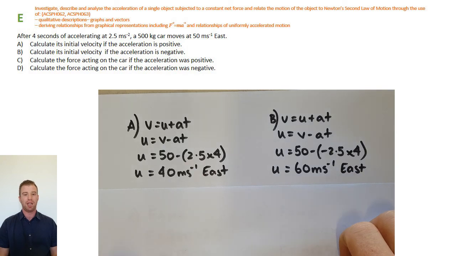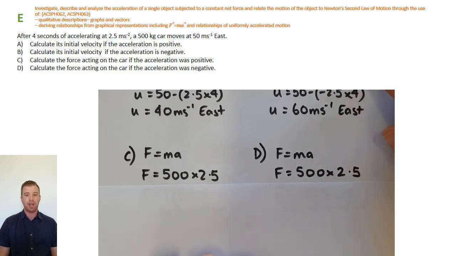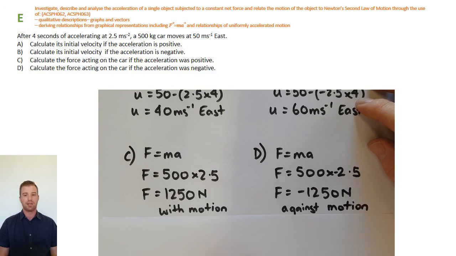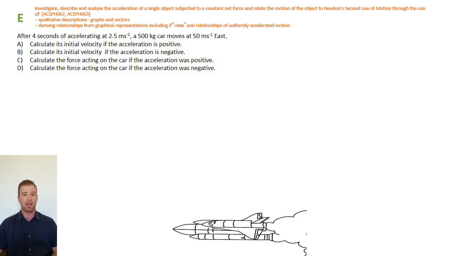So you're using F equals ma, and remember that you have to have a positive acceleration, negative acceleration. F equals ma, you have 500 times 2.5 for C, or 500 times negative 2.5 for D, and that will change the answers as well in its direction. So let's have a look here. You get your answer for C as 1250 newtons with the motion, and for D, negative 1250 against the motion. Okay, can you see how vital the symbol in front of the acceleration, mass, or force can play in our final answer?